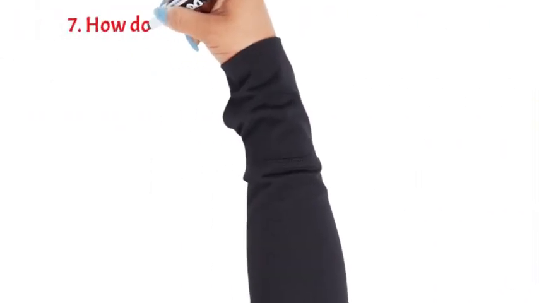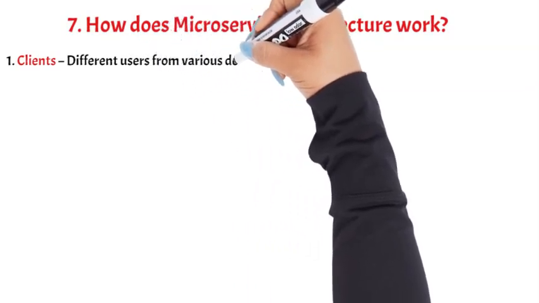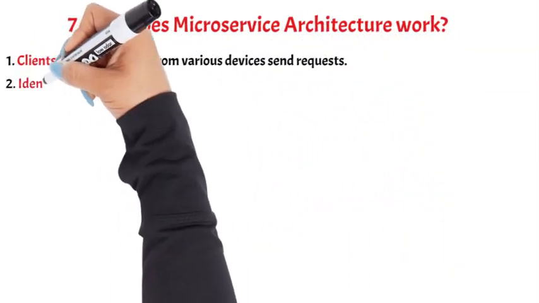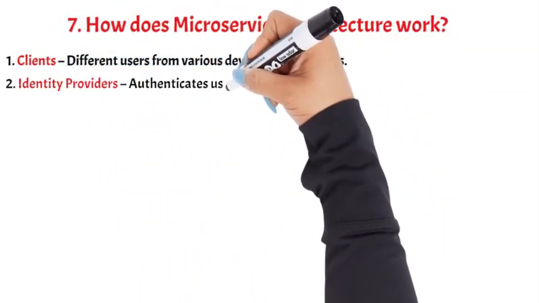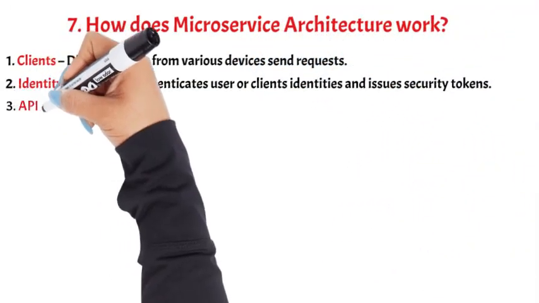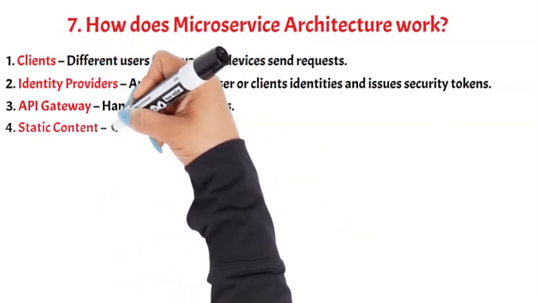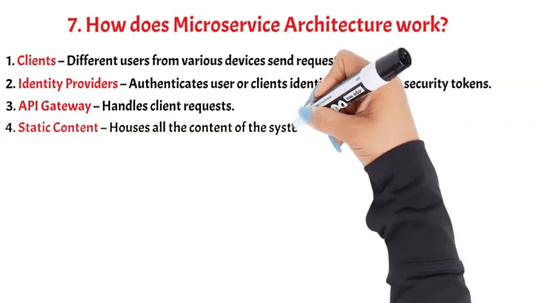7. How does microservice architecture work? Clients, different users from various devices send requests. Identity providers authenticate user or client's identities and issue security tokens. API gateway handles client requests. Static content houses all the content of the system.